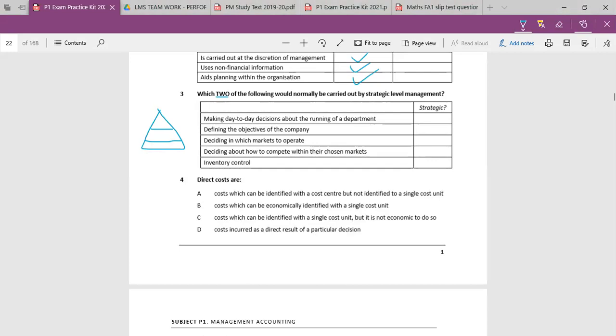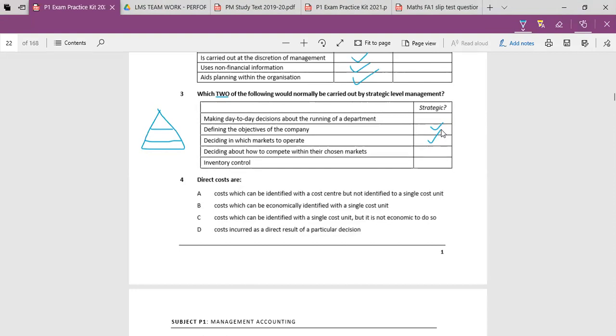1, 2, and 3. So what do we have? Two is defining the objectives of the company. 3 is deciding in which markets to operate. Day-to-day decisions are made by the middle level or the operational level. They look into day-to-day activities. Deciding about how to compete within their chosen markets is the middle level. Inventory control is at the operational level. So 2 and 3.